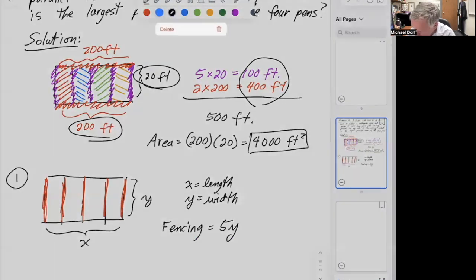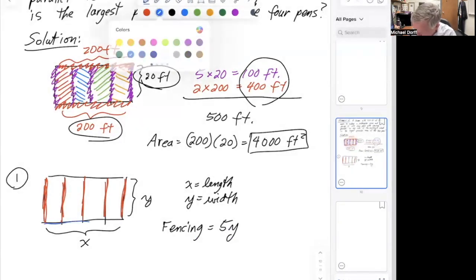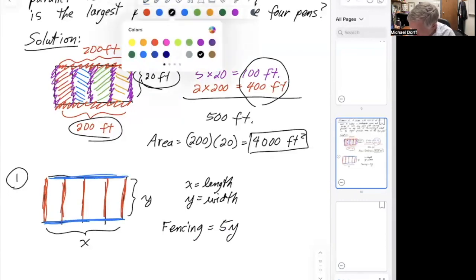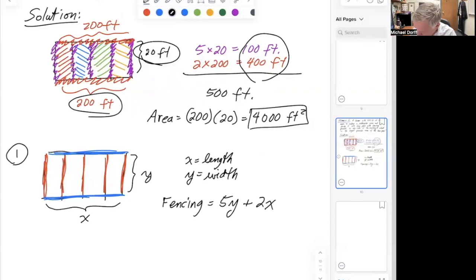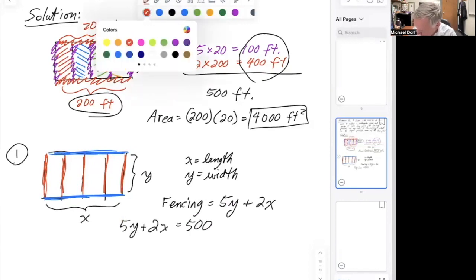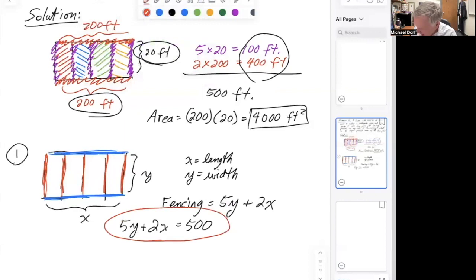And then in the blue, how many X's do I have? I have a blue there and a blue there, so it's going to be 2X. And now we said the fencing was 500 feet. So I now have this equation: 5Y plus 2X equals 500. So I've got my variables and an equation that's given to me in the original problem.